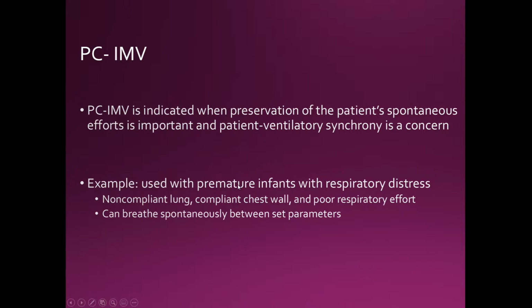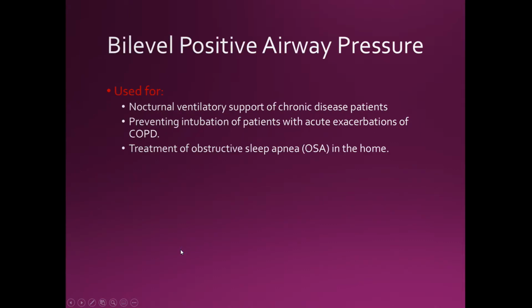So for whatever reason, depending on the prematurity, they may have a premature nervous system. That's probably why it's not triggering the diaphragm to drop and to increase the negative pressure that it takes to breathe. So we put them on IMV so that they can strengthen the muscles, but if they fail, then we have the backup rate to kick in to help the little guys breathe. Okay. So again, this is can breathe spontaneously between set parameters.